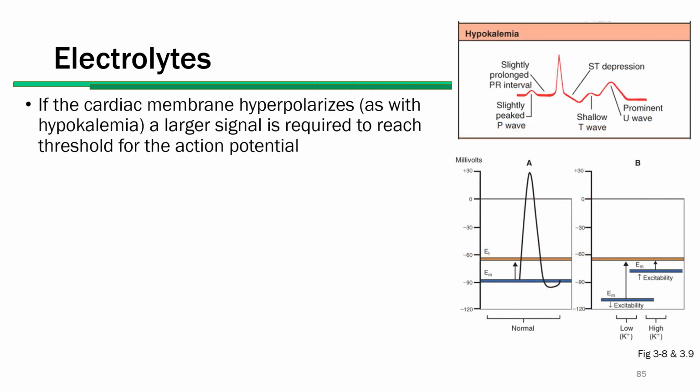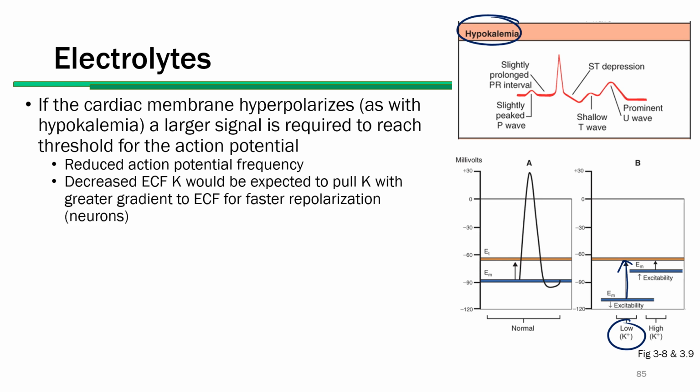If the cardiac membrane hyperpolarizes, now we talked about low potassium in the neuron here with the action potential, but this could also happen if this is a cardiac cell. If there's low potassium in this cardiac cell, you're going to need a larger signal here for the action potential to occur too. So in hypokalemia, that can occur where you need a larger than normal action potential. That can reduce your action potential frequency.